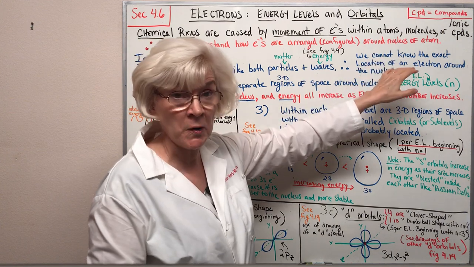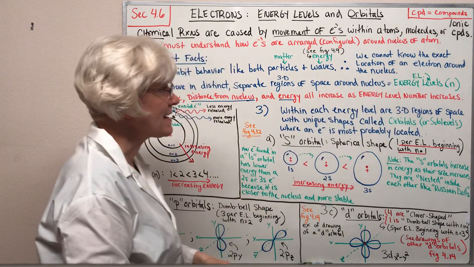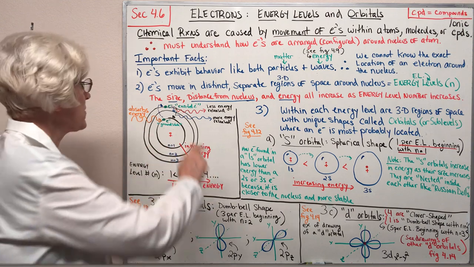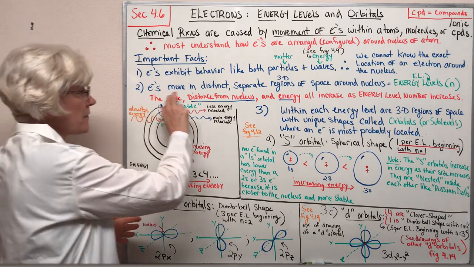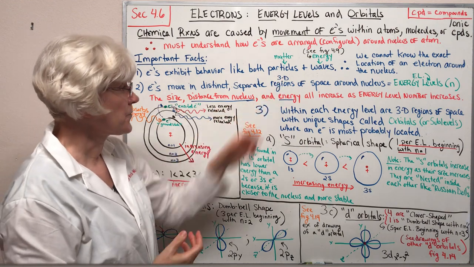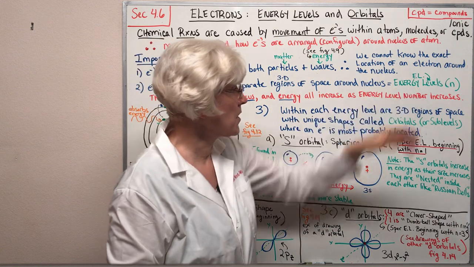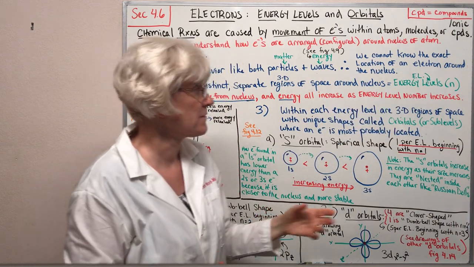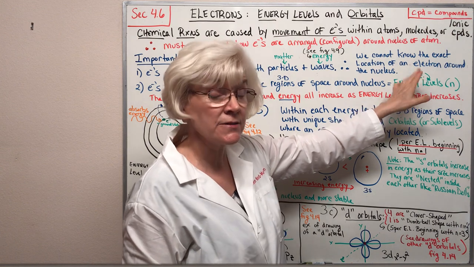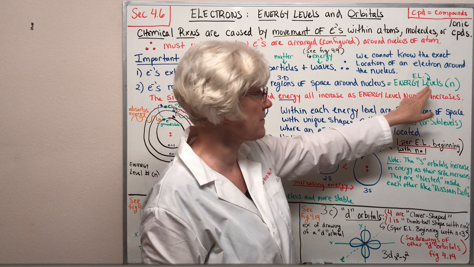How do you pinpoint the exact location of a wave? So we cannot know the exact location of an electron, but we do know, point number two, that electrons move in distinct, separate, three-dimensional regions of space around the nucleus. And we call these regions energy levels, and I'm abbreviating energy levels here, EL. So if you see that abbreviation on the board later, I'm talking about energy levels.